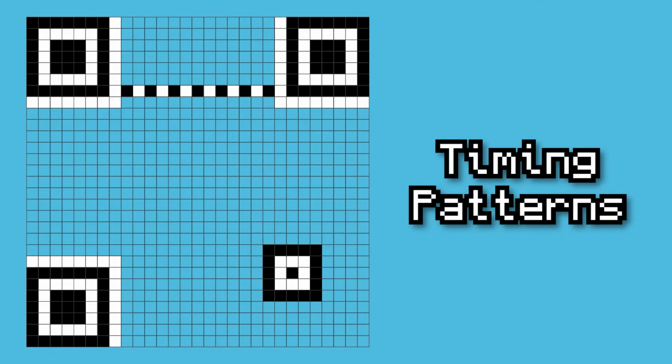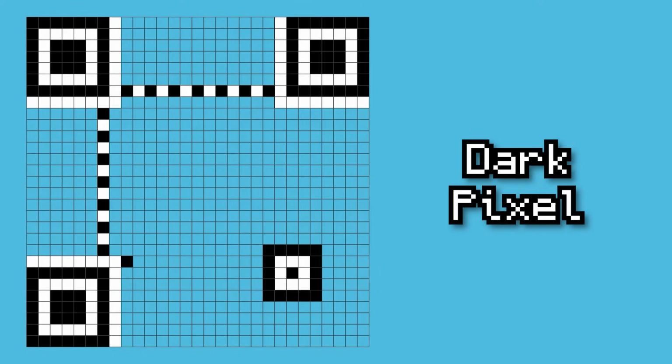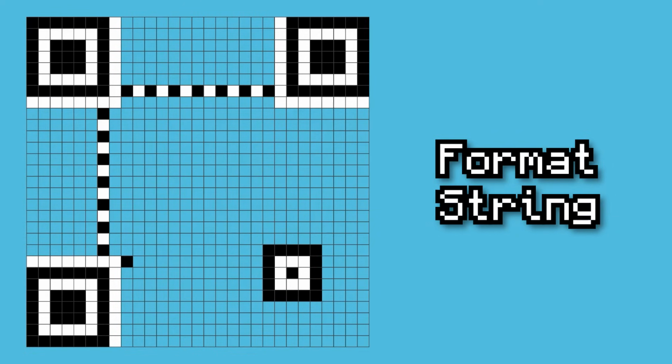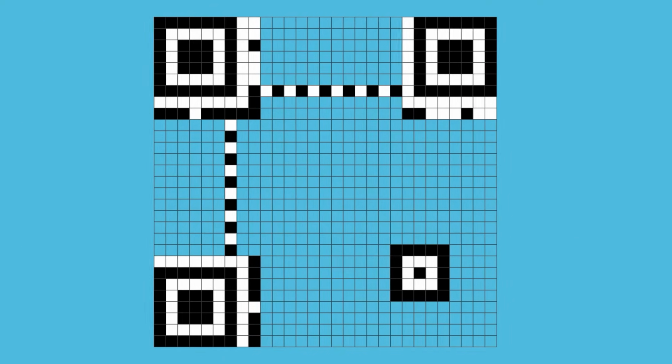Next, there are the timing patterns, which are these zebra stripes near the top and left. These help the scanner determine the size of the pixels. Then there's the dark pixel, which is literally just a pixel that is always dark. And finally, these spaces are reserved for a 15-bit format string, duplicated to be in 2 different areas. And those are all the constant patterns.